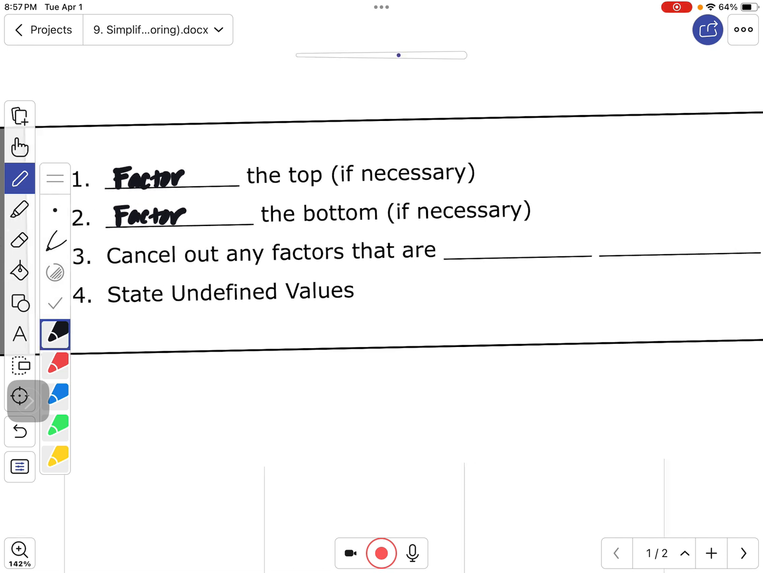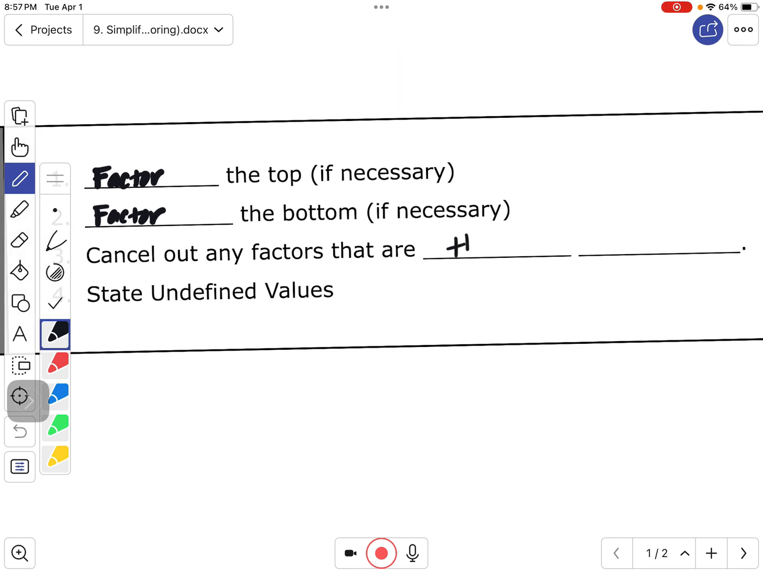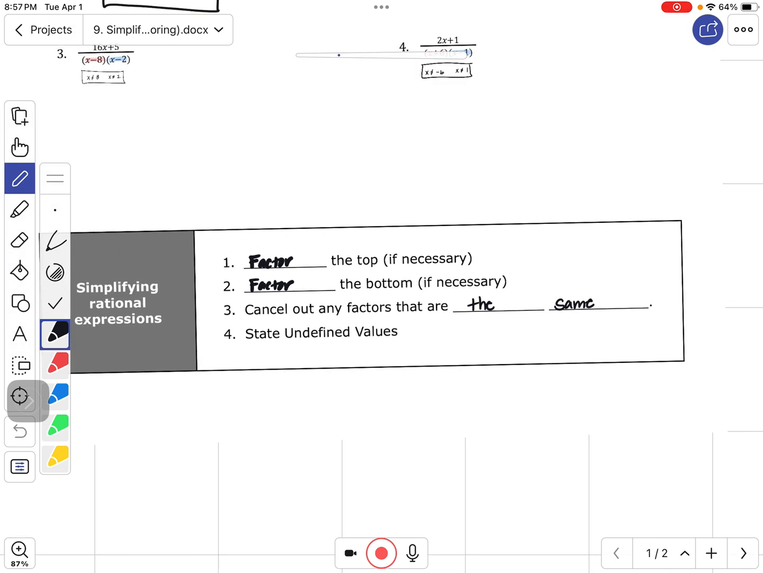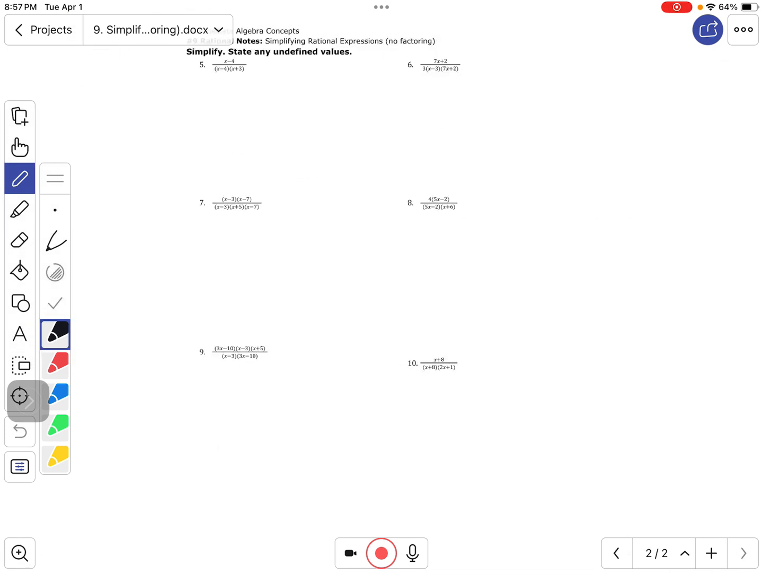Cancel out any factors that are the same. Okay, so if you have the same thing on the top and the same thing on the bottom, those cancel out. It's kind of like saying 5 divided by 5. Well, 5 divided by 5 is 1, and whatever you'd multiply by that 1 is going to stay the same, so it wouldn't change at all. That's why we can cancel those out. And then the last part is state the undefined value, which is what we just did on top. Okay, so let's flip over and look at some of these on the back.